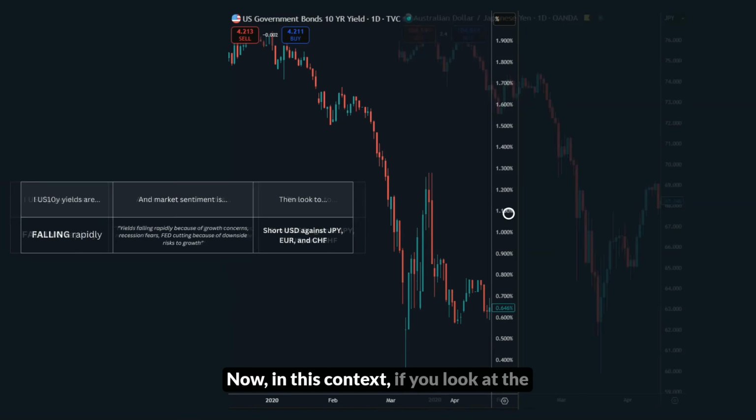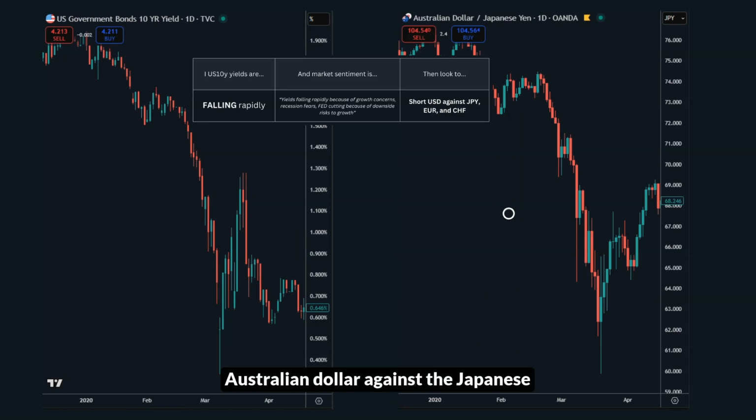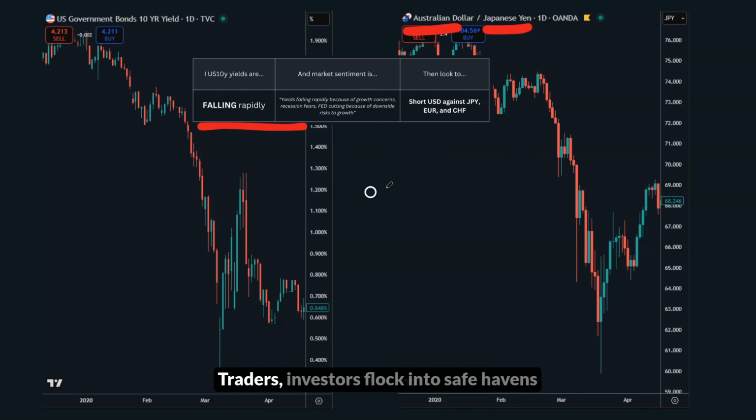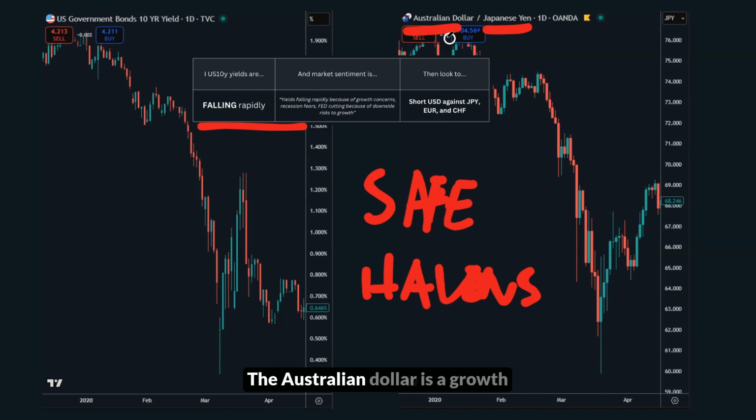Now, in this context, if you look at the Australian dollar against the Japanese yen, it's pretty much the same as the chart of the 10-year yield. Why? Because the Australian dollar is a high beta currency against a safe haven, and what happens when yields fall rapidly? Traders, investors flock into safe havens. The Australian dollar is a growth currency, a currency that benefits from higher growth, and the yen is a safe haven. So in these circumstances, when the world gets defensive, this pair carries the whole story in one line, okay? High beta against safe haven.